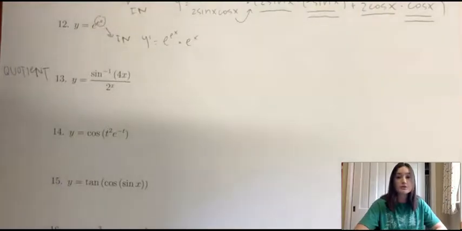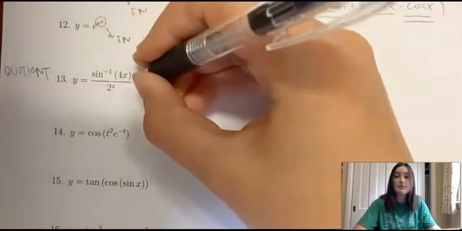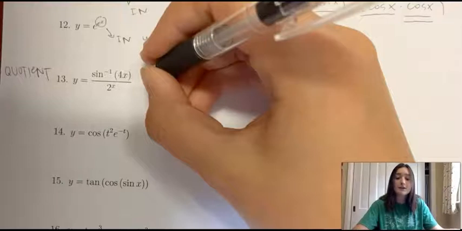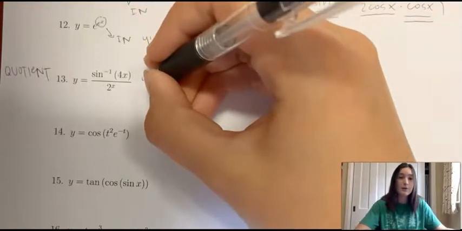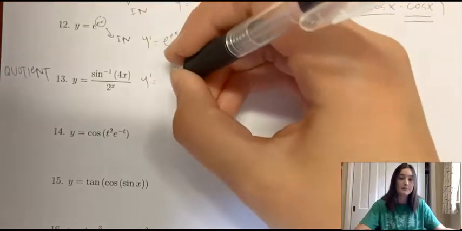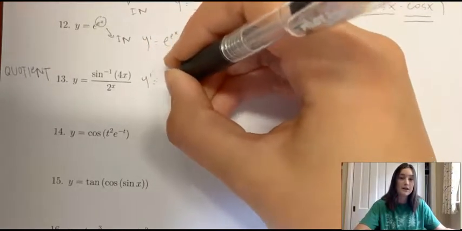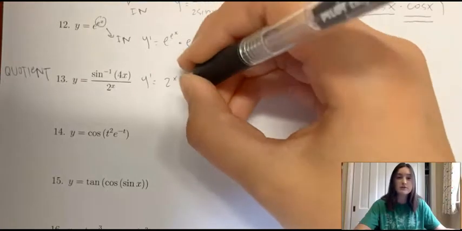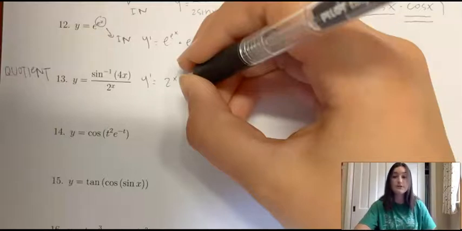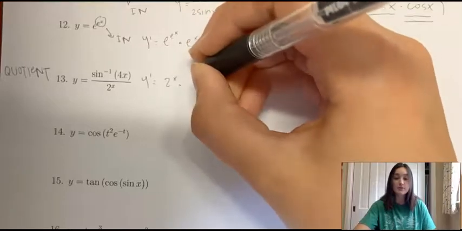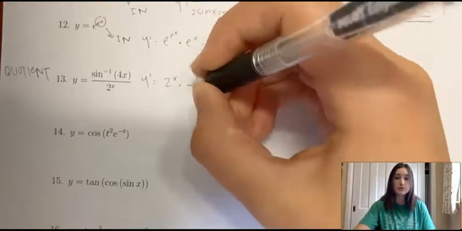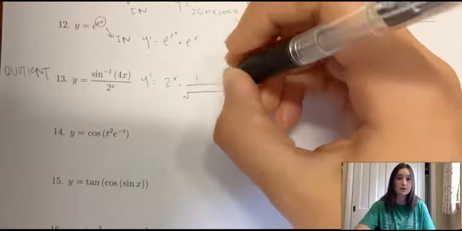So remember that the quotient rule, the easiest way to remember that is low d high minus high d low over low low. So let's just get started with that. Our low being 2 to the x. And then this is kind of a tricky derivative that you've just got to remember. It's the inverse sine of x, which is written as sine negative 1 of x. The derivative of that is 1 over square root of 1 minus x squared.